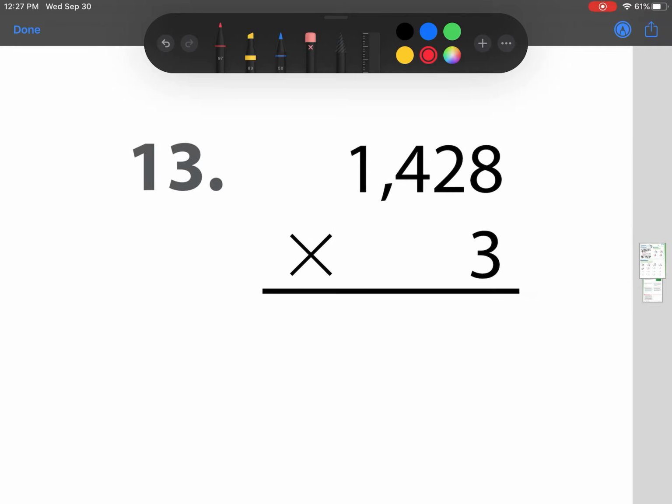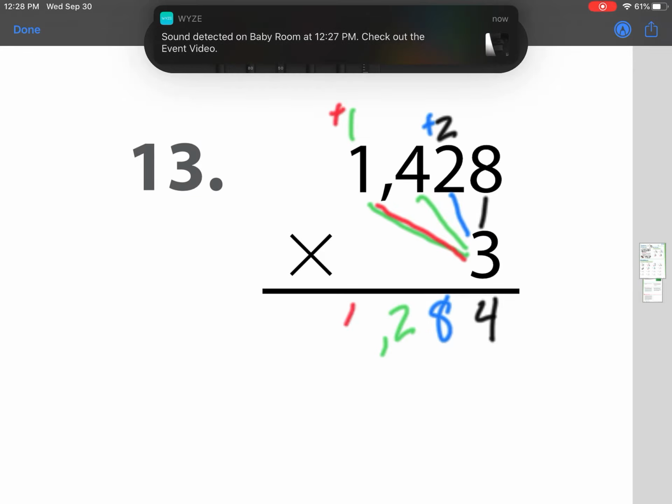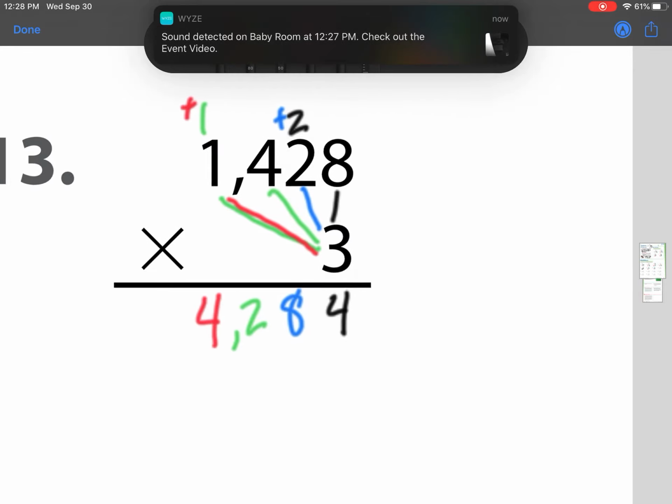Heading off to number 13. 3 times 8 is 24. Regroup that 2. 3 times 2 is 6, plus 2 is 8. 3 times 4 is 12. Regroup that 1. And lastly, 3 times 1 is 3, plus 1 is 4. 4,284.